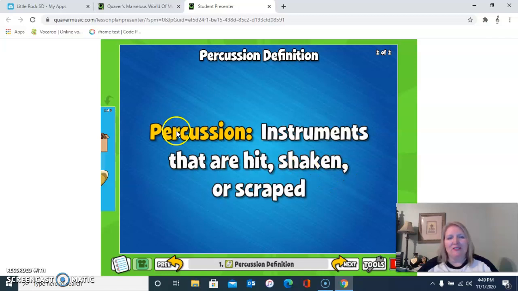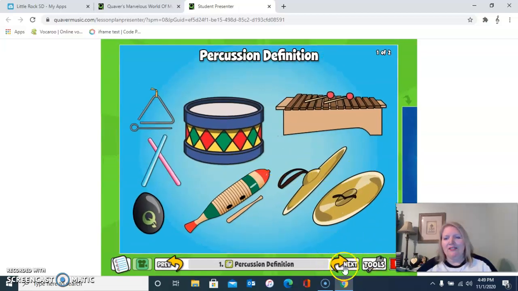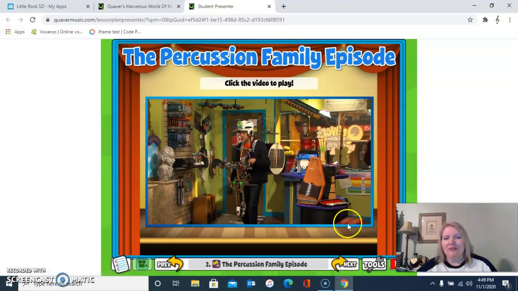So any of our instruments that we play by using those methods, hit, which sometimes we say struck, so we keep those S's, struck, shaken, or scraped, then they'll be able to fit in one of those categories and be called percussion. So what we're going to do is click the next button here, and then you're going to watch the percussion family episode, the Quaver show.